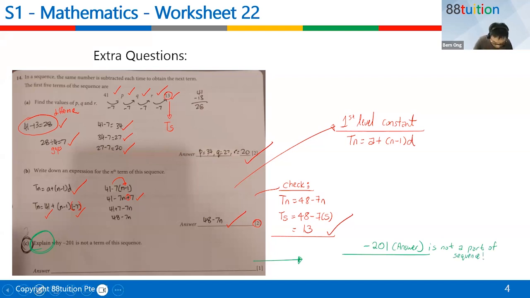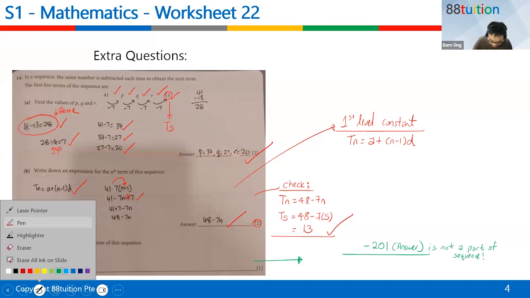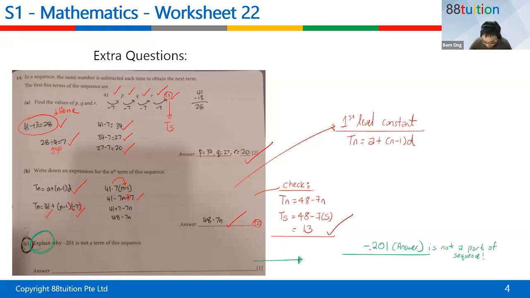Down here, you need to show that, sure, I'm going to start off with term n equal to 48 minus 7n. This portion is actually asked in part B, so it is relevant to use it. And minus 201 is like the answer. You're supposed to put it down here, minus 201 equal to 48 minus 7n. You must go and find the term number. Whether got such thing or not, I don't know.